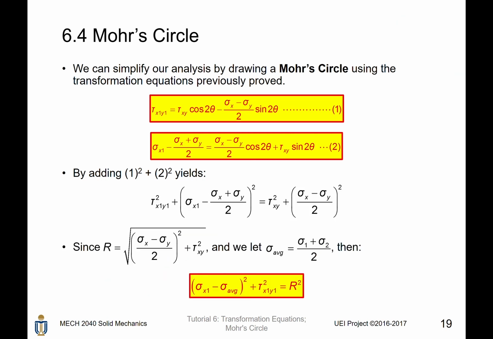Then, after we do a lot of simplification, you can have τx1y1 squared plus (σx1 − (σx + σy)/2) squared equals τxy squared plus ((σx − σy)/2) squared. So here, this stuff is just r squared, okay? At the same time, we define the average direct stress to be (σ1 + σ2)/2, which is the average of the principal stresses. But just now, we also discussed that σx plus σy equals σ1 plus σ2.